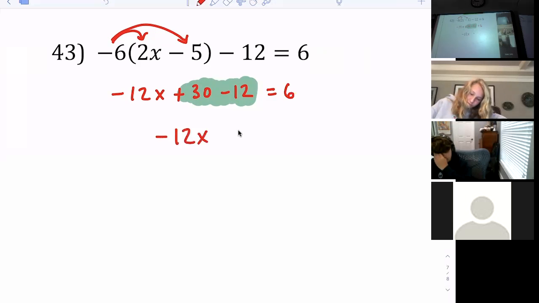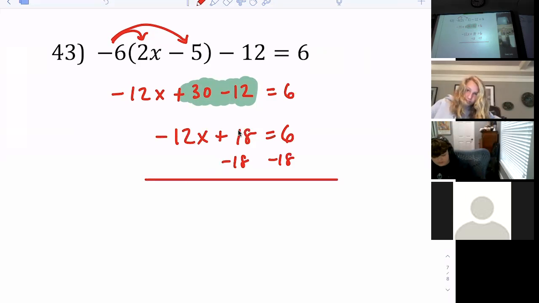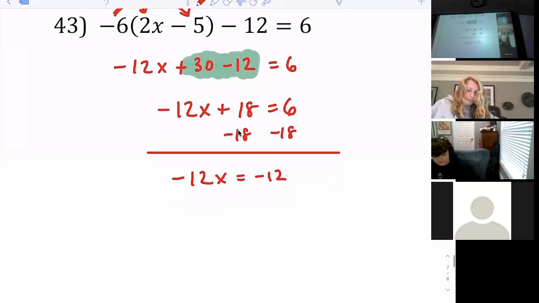Negative 12x plus 18 equals 6. Subtracting 18. Negative 12x equals negative 12. Now when you get to this step, you're just dividing. X equals 1. William, tell me, you happy with that?